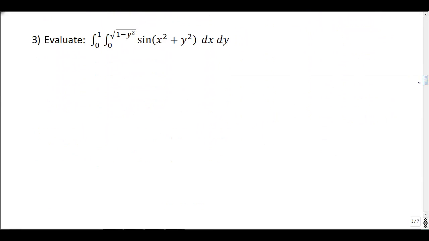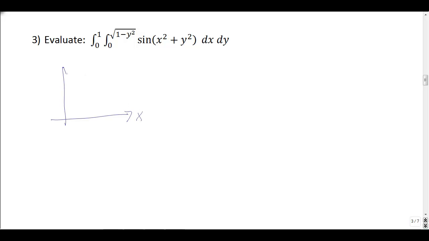So this one, we want to evaluate the double integral. So we're going y from 0 to 1, x from 0 to square root 1 minus y squared of sine of x squared plus y squared. First thing to do, let's graph this region here. So what we're going to get is, let's see, y. Let's do a better job here.